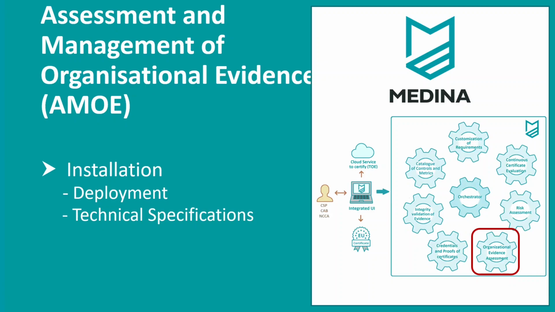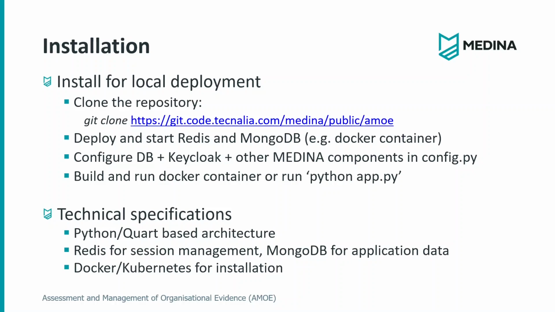Next, we will give some technical details of the component and how to install it. To run AMOE, first clone the repository. AMOE uses two databases, Redis and MongoDB. They can be either installed locally or simply deployed by using Docker. To allow AMOE to find the databases and MEDINA components, the respective credentials and URLs have to be configured in config.py. To run the application, either build and run the container or simply start the Python program locally.